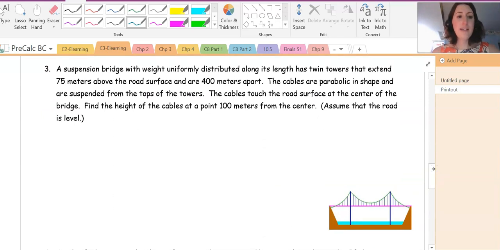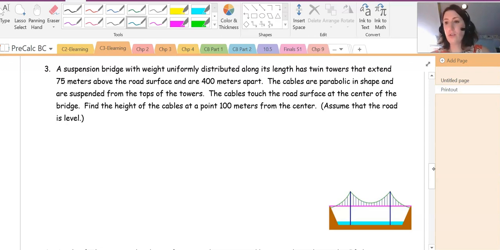All right, next. A suspension bridge with weight uniformly distributed along its length has twin towers that extend 75 meters above the road surface and are 400 meters apart. The cables are parabolic, or a parabola, in shape and are suspended from the tops of the towers. The cables touch the road surface at the center of the bridge. Find the height of the cables at a point 100 meters from the center.